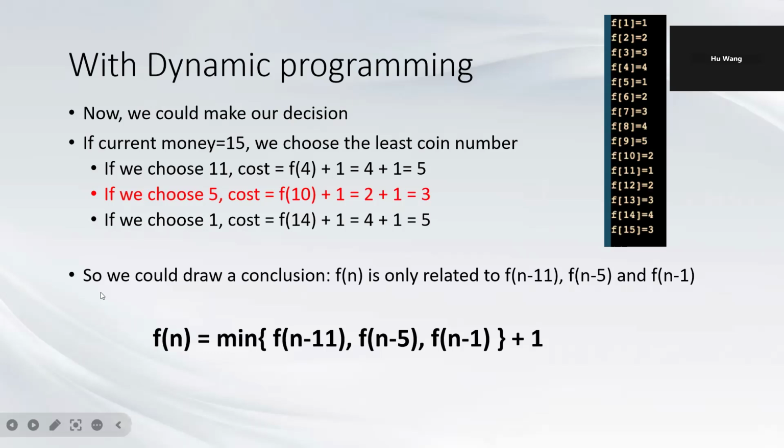So now we can draw a conclusion. F(n) is only related to the subproblems, the sub options like 11, 5, and 1. Actually, we can write a formula formally here. It is the minimum of these three options plus the 1 here. There is a more formal name for it: the state transition function.